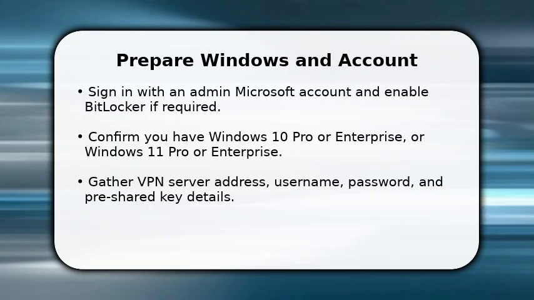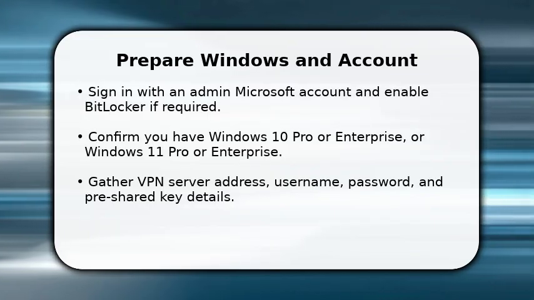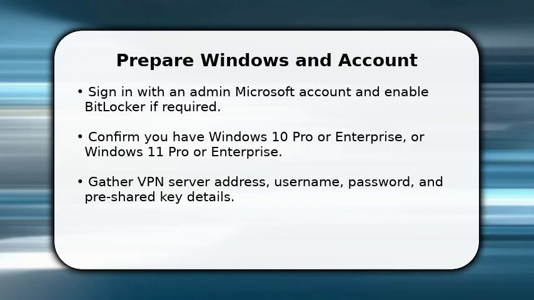Sign into Windows using an Administrator Microsoft account before you begin setup. Open Settings and confirm your edition is Windows 10 Pro or Enterprise, or Windows 11 Pro or Enterprise. Install all pending system updates and enable BitLocker if your organization requires encryption.